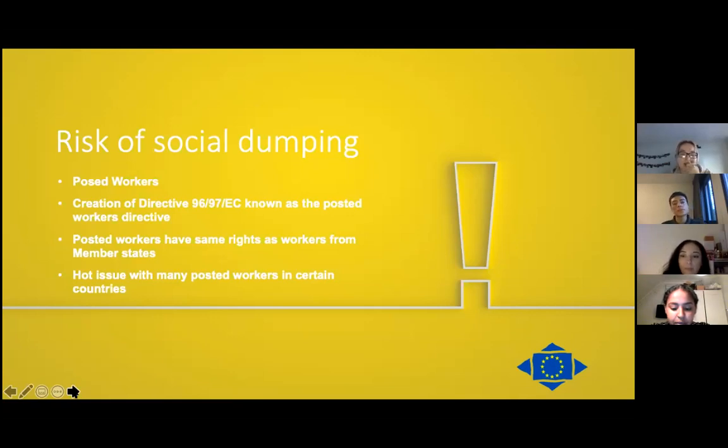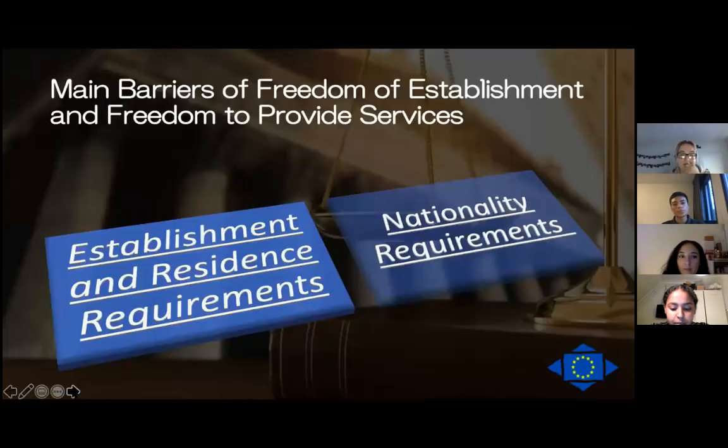Next up are the main barriers to freedom of establishment and freedom to provide services. There are two: the establishment and residence requirements. This concerns the recognition of universities and other education degrees, and permissions necessary to exercise their profession. The permission to exercise a profession can make the freedom of establishment and freedom to provide services impossible. In such cases, the Court of Justice does not take a very understanding and lenient view of these permissions to exercise a profession.